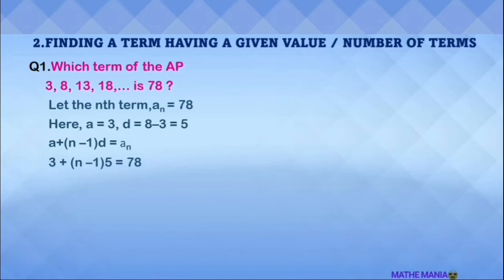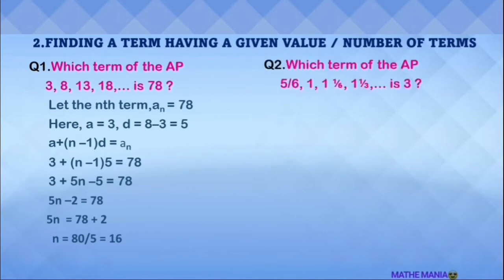So we get 3 plus 5n minus 5 is equal to 78, and bringing the terms to the other side, we get 5n is equal to 78 plus 2, which is equal to 80. So n is equal to 80 upon 5, that is equal to 16. So it means that the 16th term of this AP is 78. Got my point? So let's try another example.